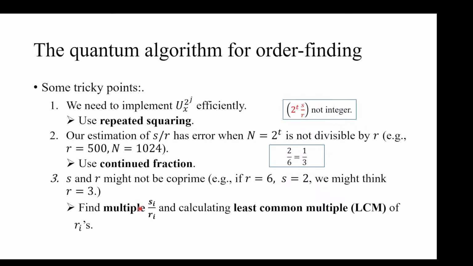And the next part is when S and R might have some cofactors. Say if your R is equal to 6 and S is equal to 2, so your S over R is 2 over 6, and you will learn this number as 1 over 3. So when you get S over R equal to 1 over 3, you don't know whether R is actually equal to 3 or 6 or 9 or something else, because S and R have cofactors. To deal with this, you find multiple Si over Ri and find the least common multiple between the different Ri's. So this is 最小公倍数.